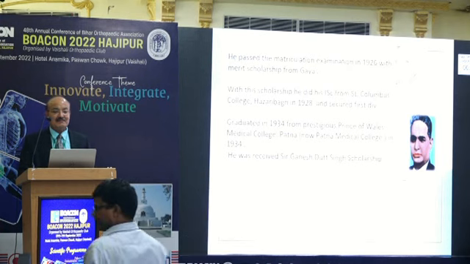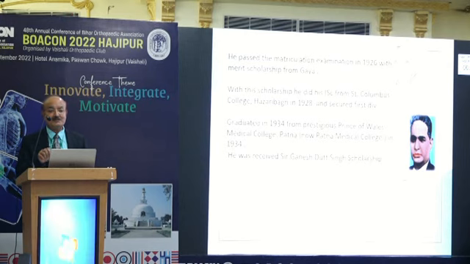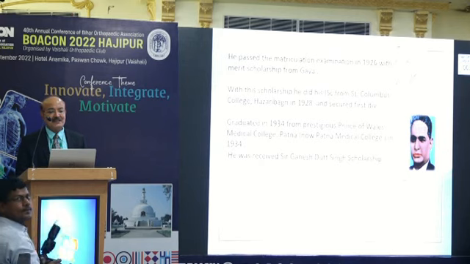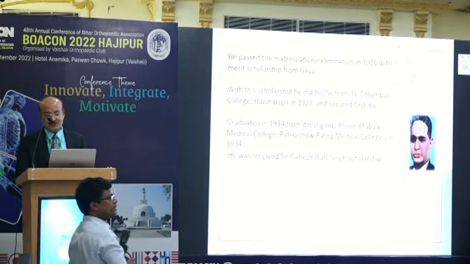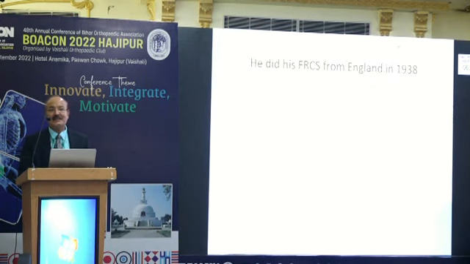He graduated from the prestigious Prince of Wales Medical College, Patna, now known as Patna Medical College, in 1934. Mind it, the Prince of Wales Medical College was established in 1925 and he passed out in 1934. He received the Sir Ganesh Dutt Singh Scholarship during his tenure. He did his FRCS from England in 1938.